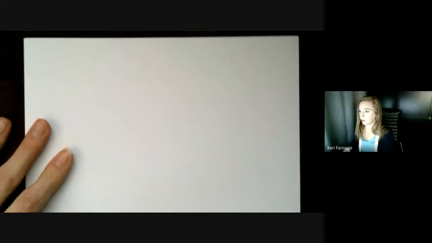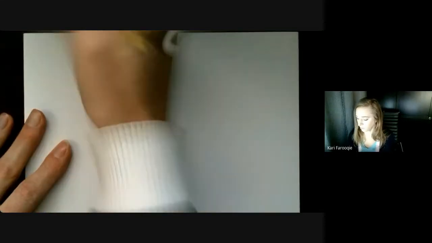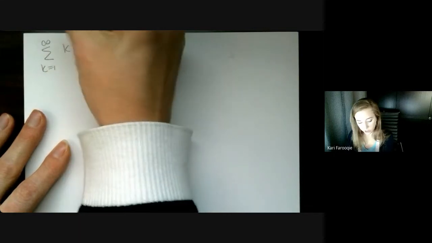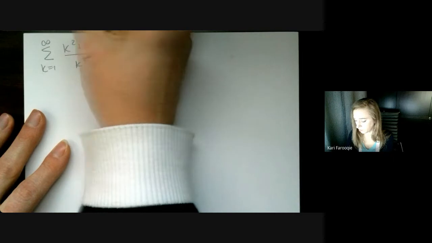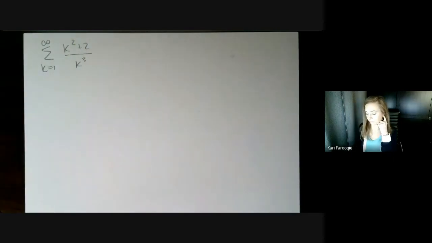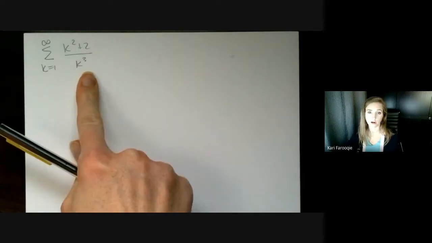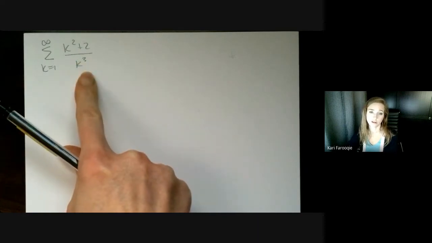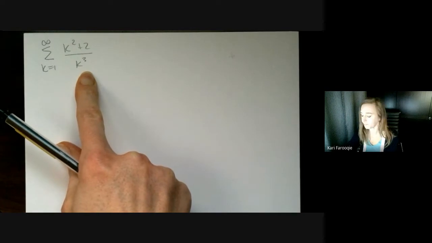So we can write that series down. It was k squared plus 2 divided by k cubed. And then you're trying to determine, does this converge or diverge? Now, since we know the alternating series converges, if this one converges, then our convergence is going to be absolute. But if this one diverges, then our convergence will be conditional.